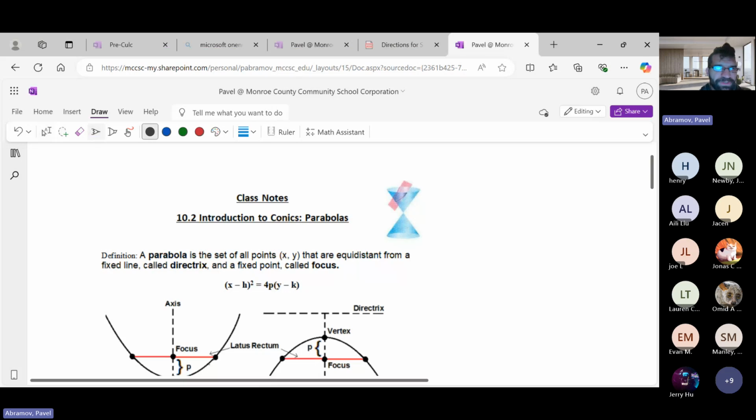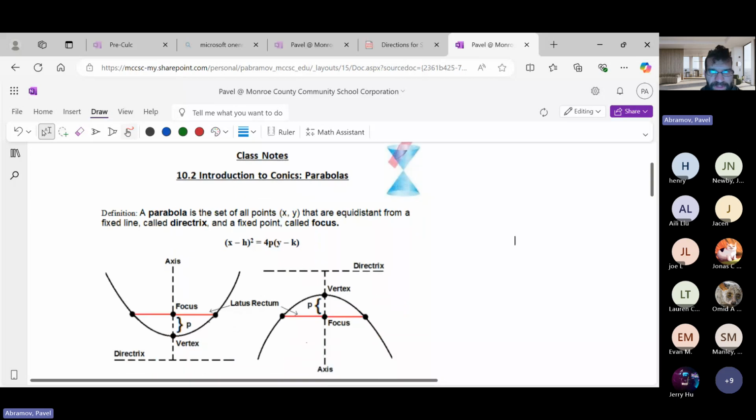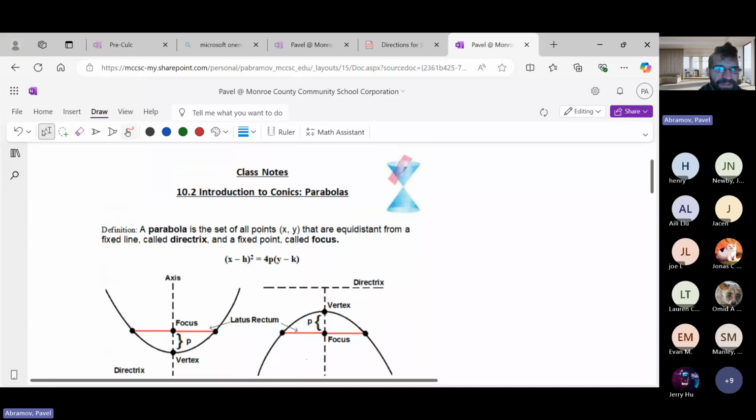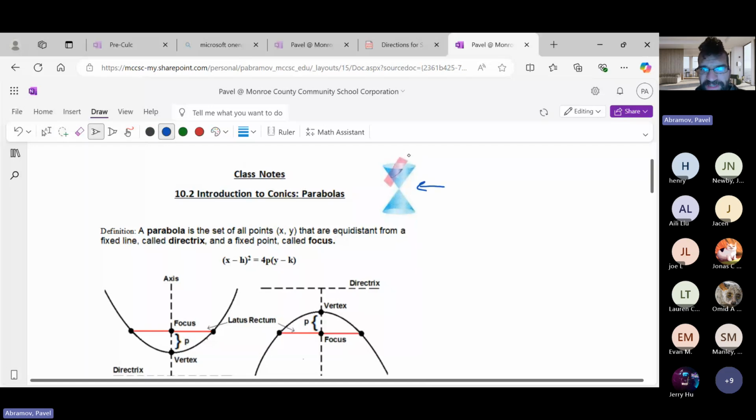Okay, so today in class we are going to talk about parabolas as conic sections. So we have the two cones stacked on top of each other, and if we cut the cone with the plane like this, then we can see that we get a parabola as the result.